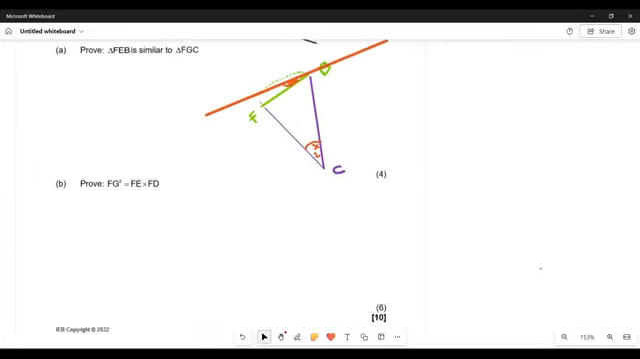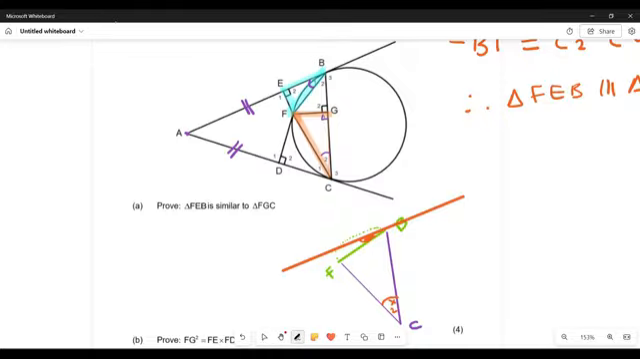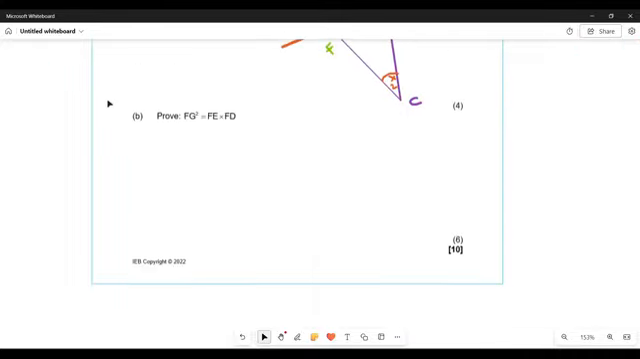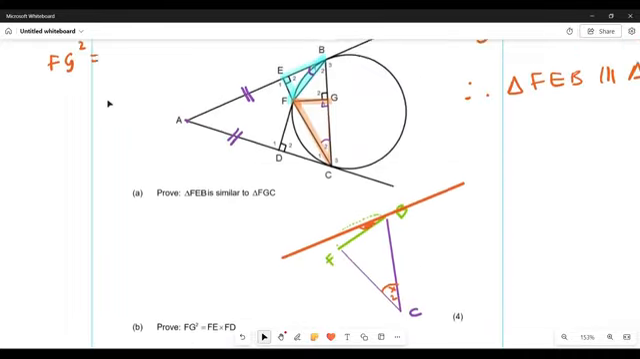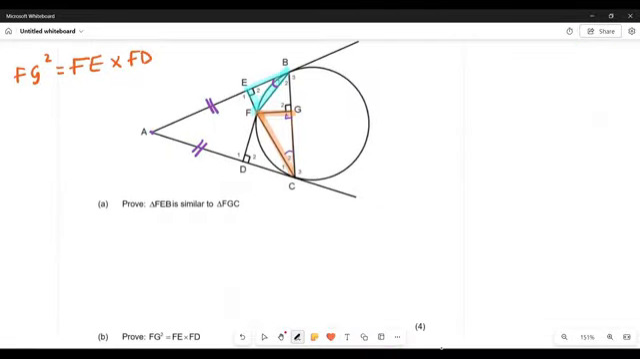Now, last question, prove that FG squared, right? It is equal to, so let me write this here near the sketch. So FG squared is equal to FE multiplied by FD. All right. Now, let me just try and erase here and try to solve the question. Now, let me see if I could do that using the previous question which I did before, right?